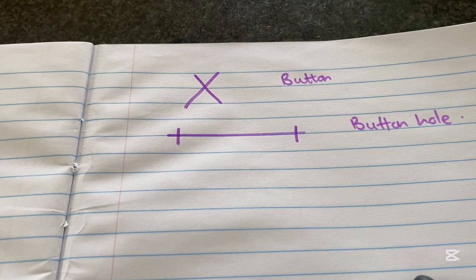The X symbolizes where you are going to put your button on. So wherever there is an X, you know that there you're going to be placing your button. And that straight line which has those slashes, not right at the end but somewhere in between, is for your buttonhole. That is the size of the buttonhole or where you're going to be placing your buttonhole.